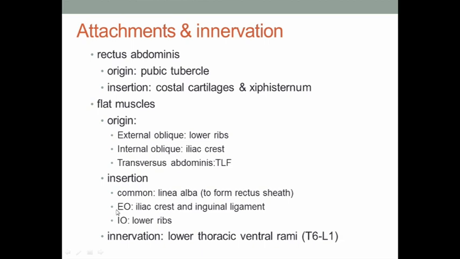External oblique has an additional insertion on the iliac crest and the inguinal ligament, and internal oblique has an additional insertion on the lower ribs. And all of these muscles are innervated by the lower thoracic ventral rami.